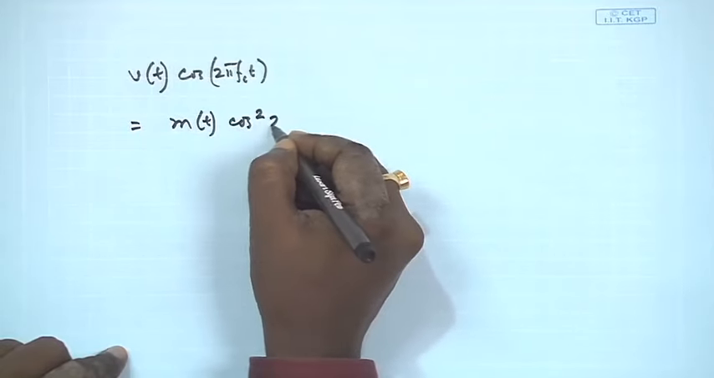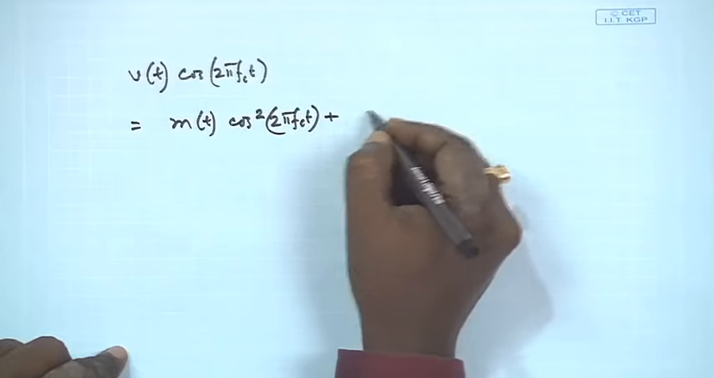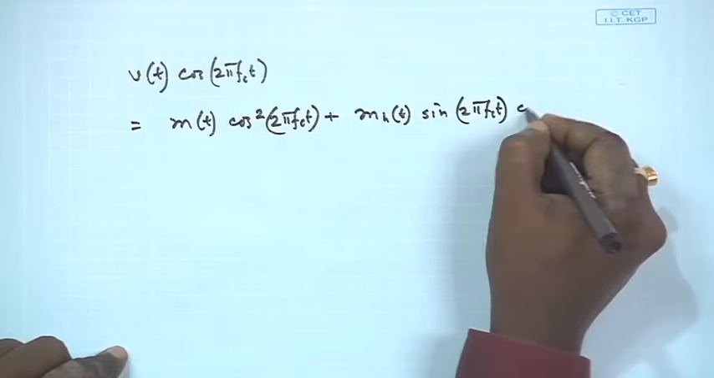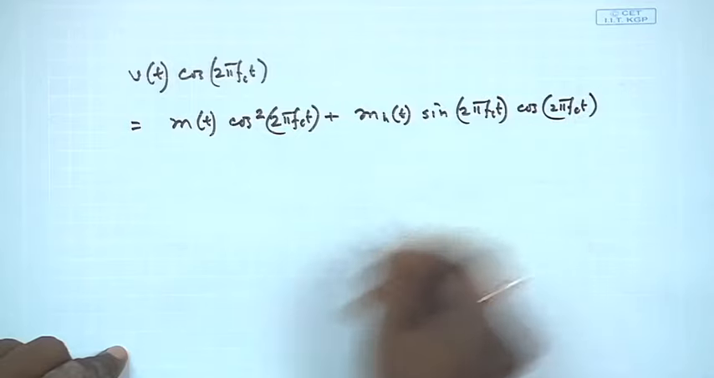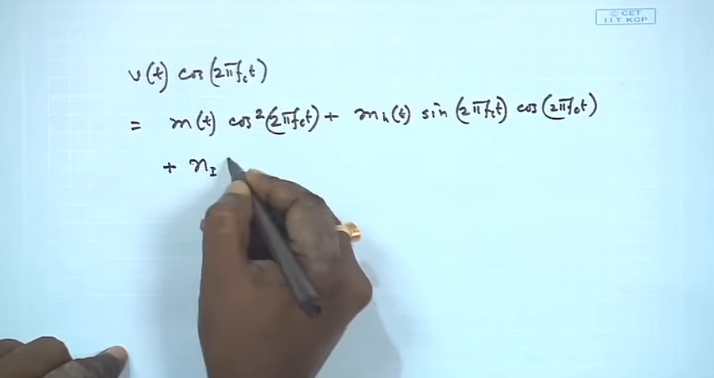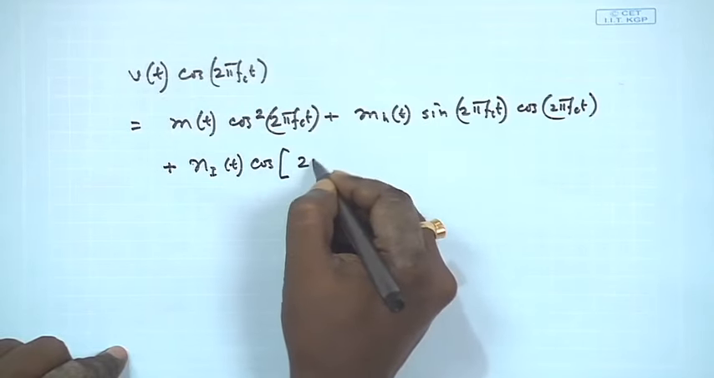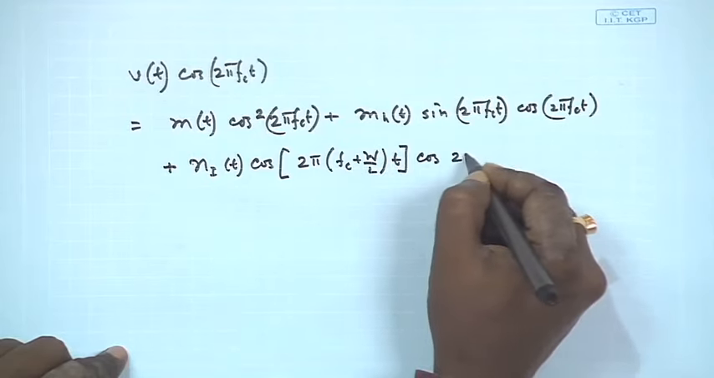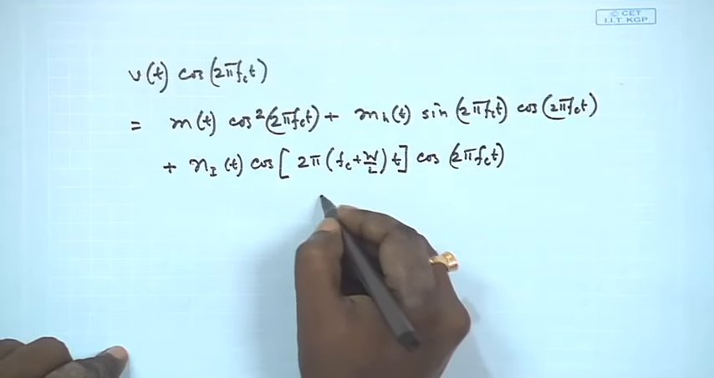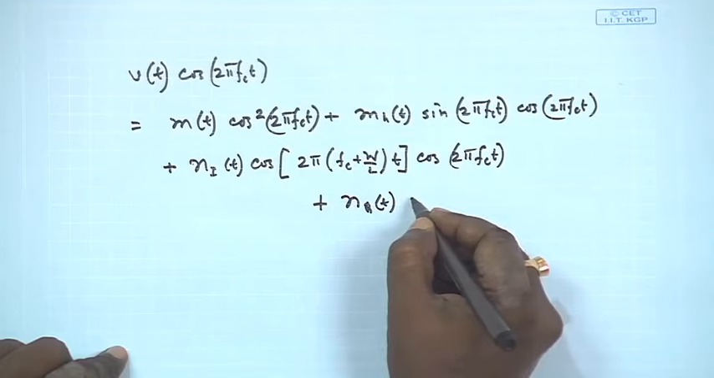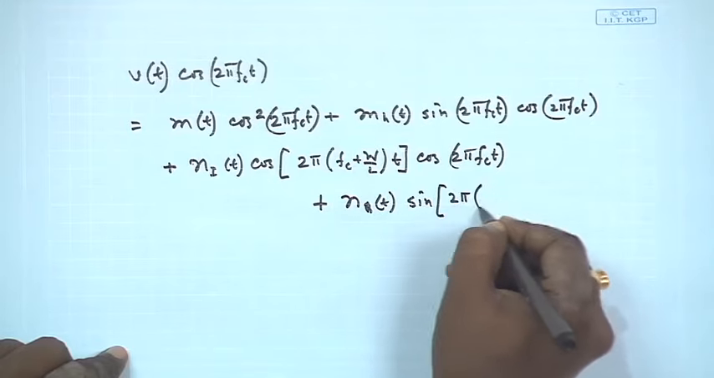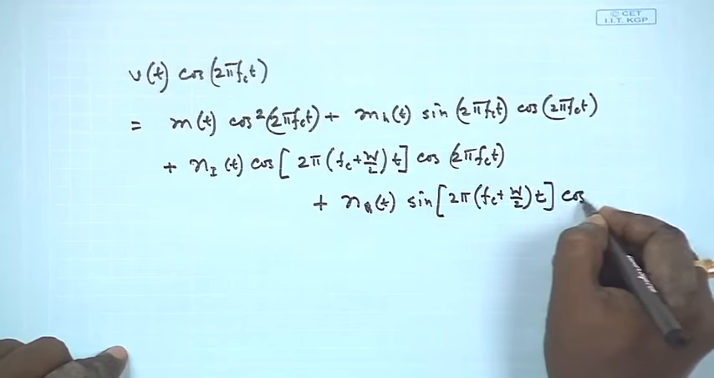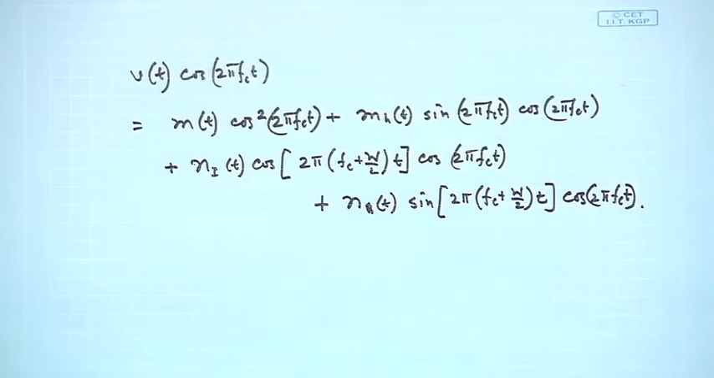which is nothing but this m(t) multiplied by cos squared 2 pi fc t, plus m_h(t) sin 2 pi fc t into cos 2 pi fc t, plus n_I(t) cos 2 pi (fc plus W by 2) t into cos 2 pi fc t, plus n_Q(t), that is sin 2 pi (fc plus W by 2) t into cos 2 pi fc t. This is what will be happening.